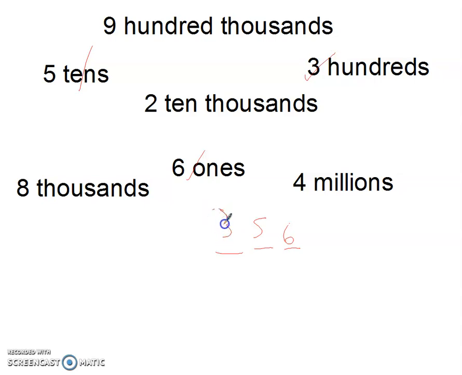Get my comma in here. Pen is not working very great. Thousands would be next. That would be an 8. 10,000s, 2. 100,000s, 9. And finally we'd have millions for 4. So 4,928,356.